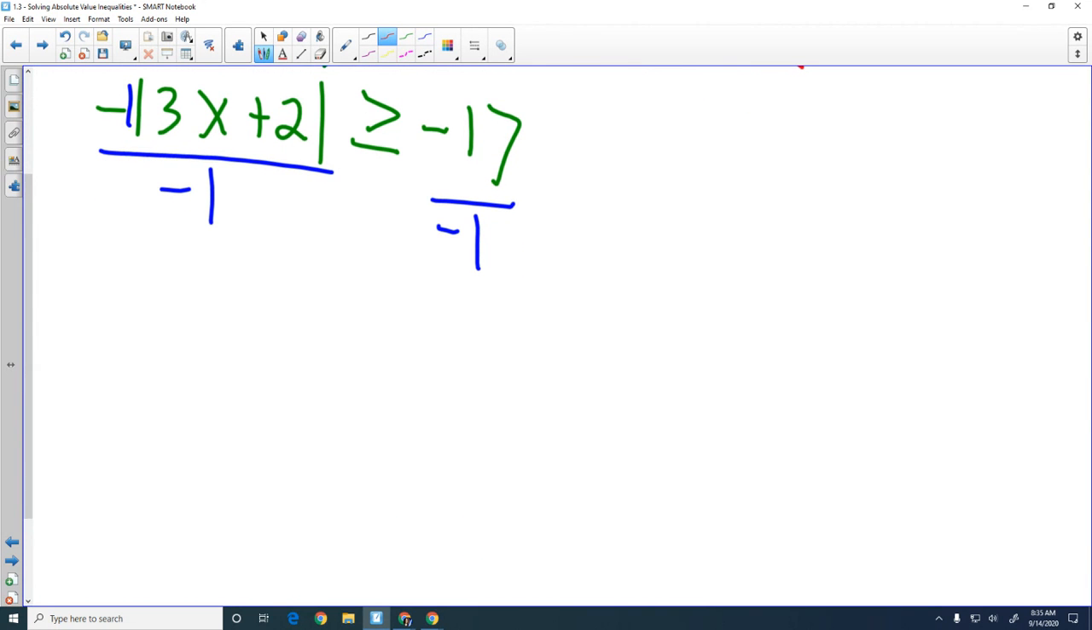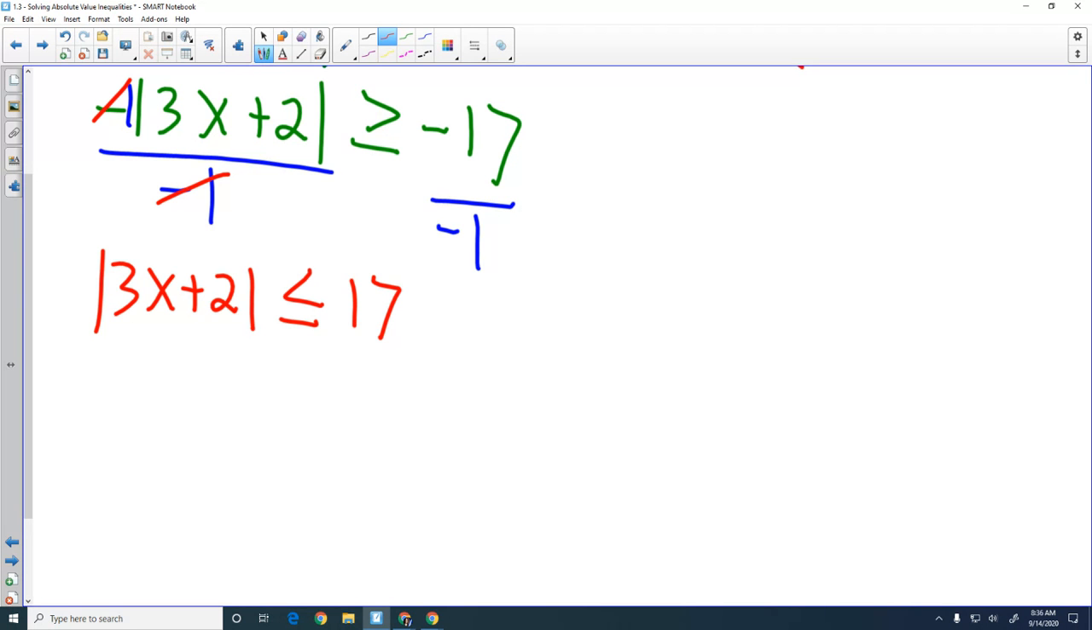And on the left, the negative 1s cancel out, and I just have the absolute value of 3x plus 2 is, what do I have to be careful of right here? The sign. I did divide by a negative number now. So that greater than or equals is going to switch to a less than or equals. And then negative 17 divided by negative 1 is a positive 17. All right, so there's that extra little step of switching that inequality sign because we divided by a negative. Now I've got my absolute value isolated on one side.